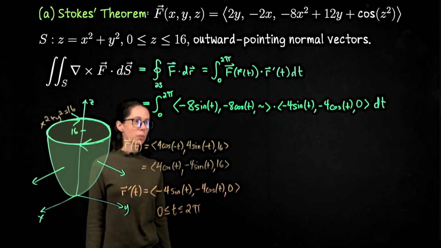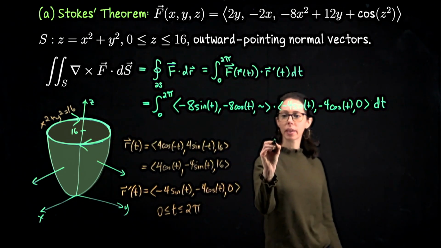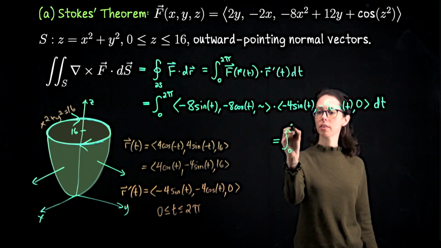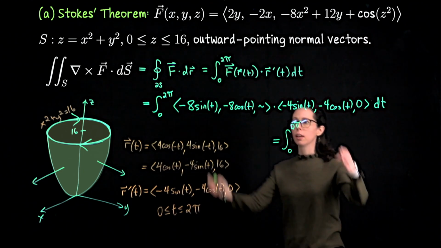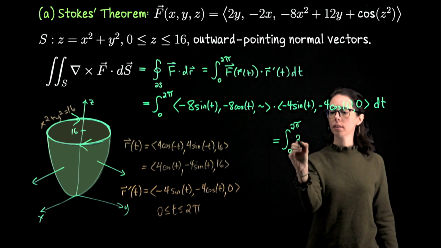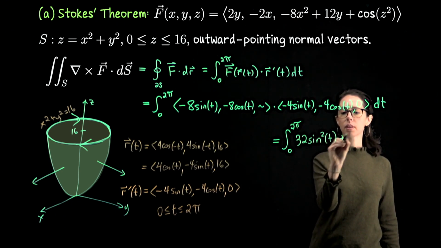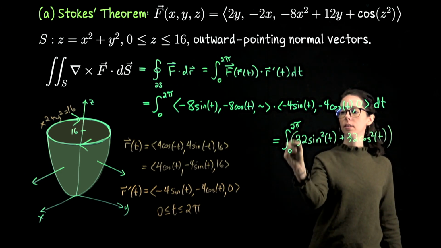It's actually going to be really nice. I'll write it out and then we'll simplify it. Let me keep going here. Sorry, these computations are kind of hard to squeeze all on the board in a really organized way, but we're still integrating from 0 to 2 pi. 32 sine squared plus 32 cosine squared. So 32 sine of t, that quantity squared, plus 32 cosine squared dt.